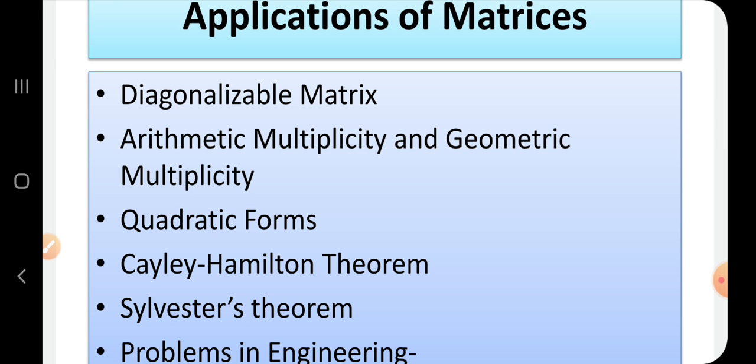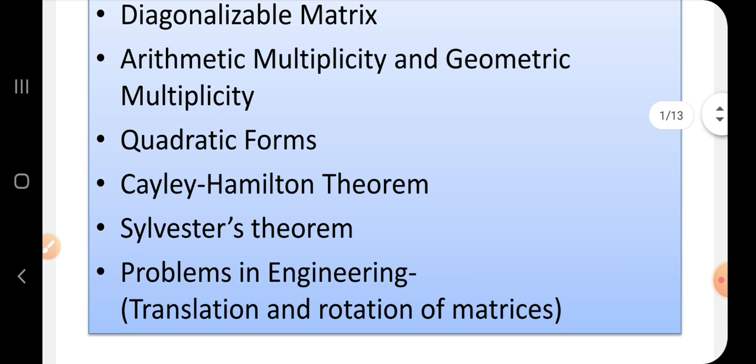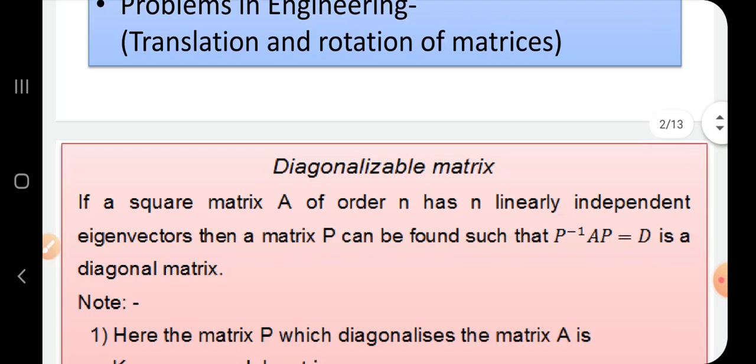Next application is the Cayley-Hamilton theorem, then Sylvester theorem, and in engineering, we are going to solve problems based on translation and rotation of matrices. So here our objective is set. We are going to learn all these topics from this unit. So let us start with the first point, diagonalizable matrix.